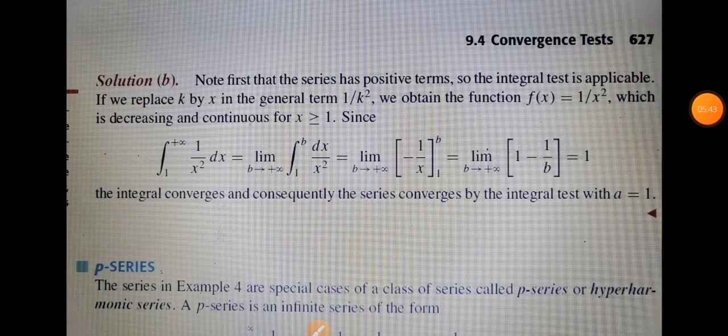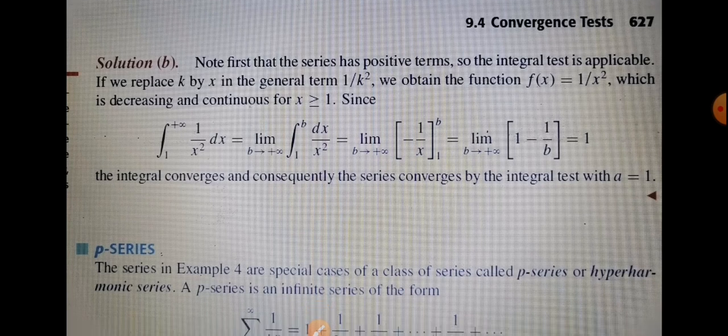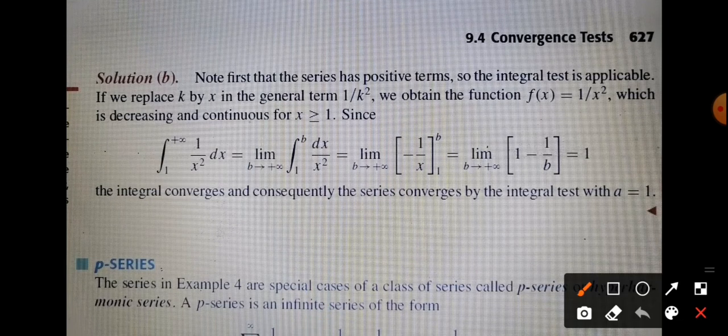The second part, the series is summation k varying from 1 to infinity of 1 over k square. Clearly the series has all positive terms, and the function is a decreasing continuous function on the interval 1 to infinity. So we find the integral over here. The answer is 1 in this case. Now the answer is 1, that is a constant number, so we say that the series is convergent in this case.